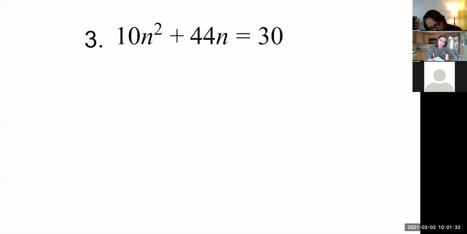So starting with the first, kind of get my bearings here. What was two? This is number 3. What was two? I'll go back later.